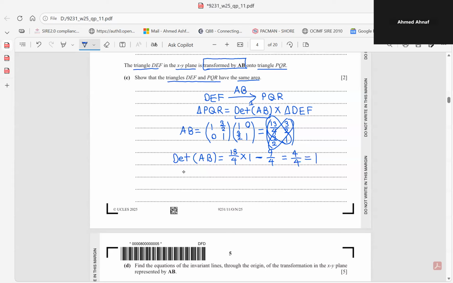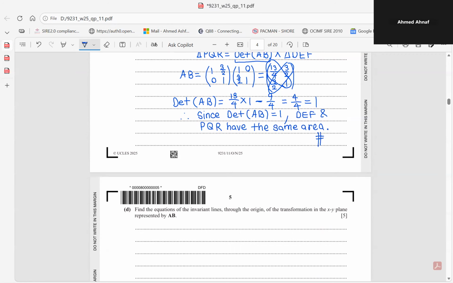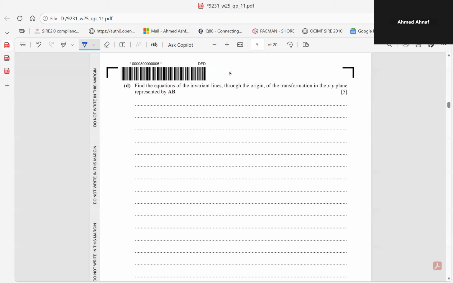So we can show the statement is true by saying since determinant AB is equal to 1, DEF and PQR have the same area. Sorry. Yep, so this would be the final answer for this part. Let's move on to the last part.